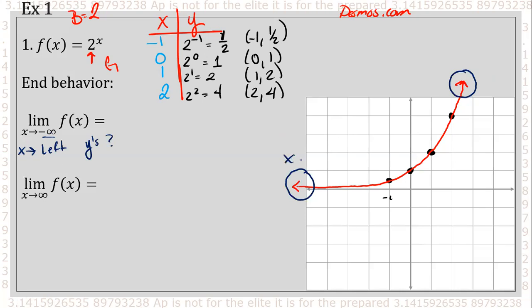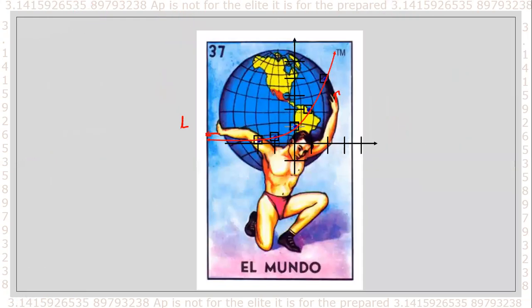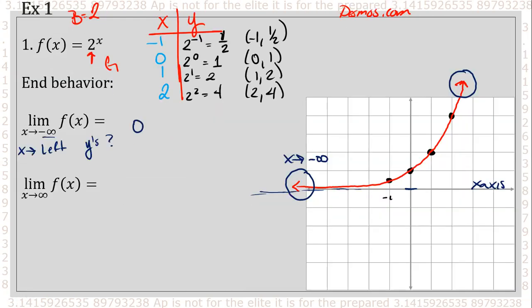As x goes to the left, so as x goes to negative infinity, my y's are getting really, really close to this x-axis, right? It's getting super close. And keep in mind, we just talked about it having a horizontal asymptote at y equals 0. So the lowest it can go is 0. So this right here is y equals 0. We can probably see that it'll get super, super close. If you're referring back to the El Mundo, you can see that your left hand would be completely horizontal, right?